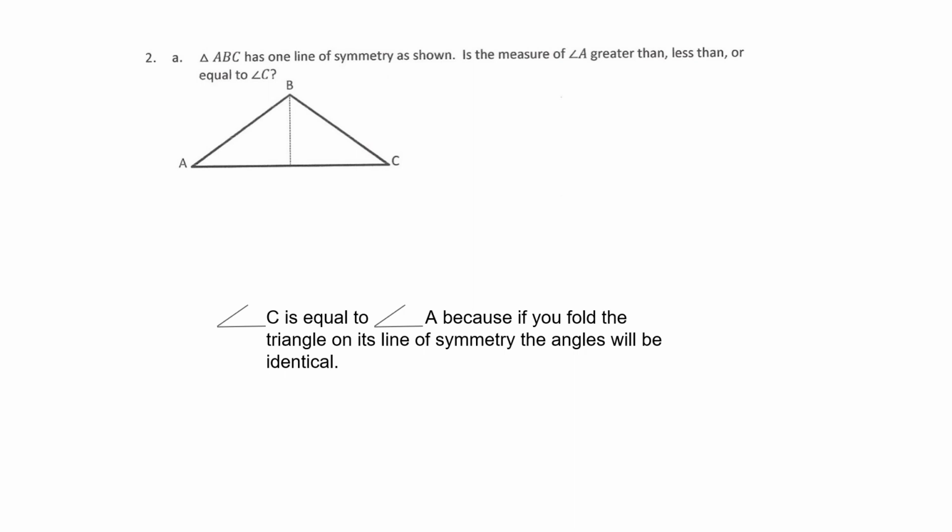Triangle ABC has one line of symmetry. Is the measure of angle A greater than, less than, or equal to angle C? Well, because we know this is a line of symmetry, we know that this smaller triangle is equivalent to this small triangle, which means that this angle will match up with this angle. So angle C is equal to angle A because if you fold the triangle on its line of symmetry, the angles will be identical. They will match up identically.